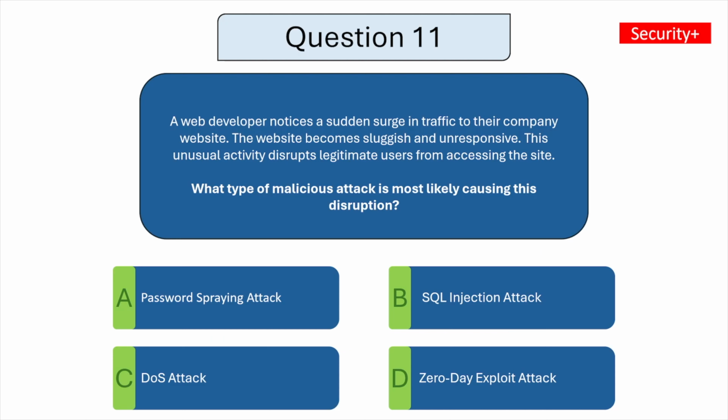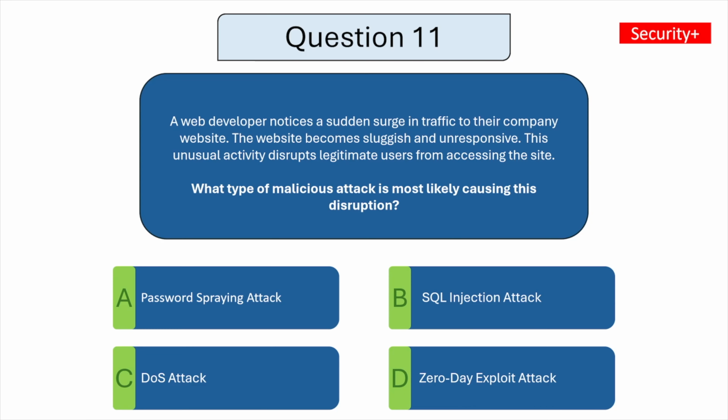Question 11. A web developer notices a sudden surge in traffic to their company website. The website becomes sluggish and unresponsive. This unusual activity disrupts legitimate users from accessing the site. What type of malicious attack is most likely causing this disruption? A. Password spraying attack. B. SQL injection attack. C. DOS attack. Or D. Zero-day exploit attack.